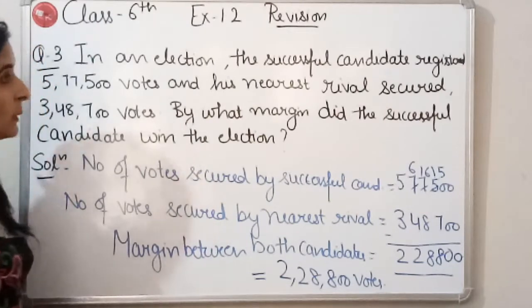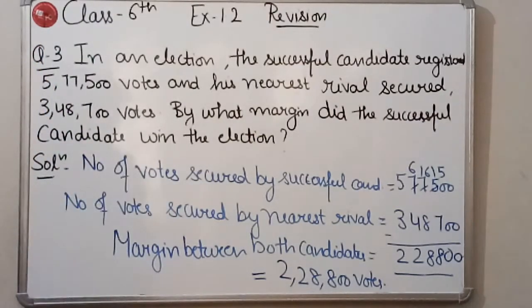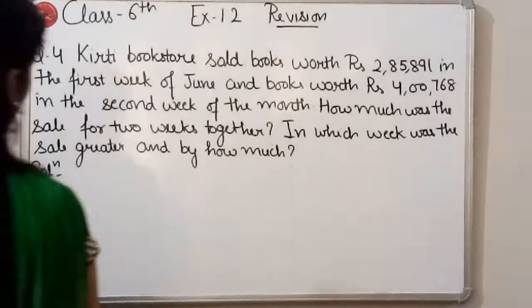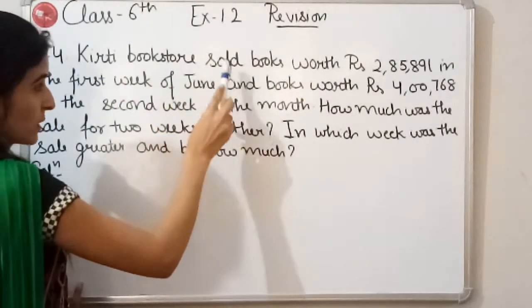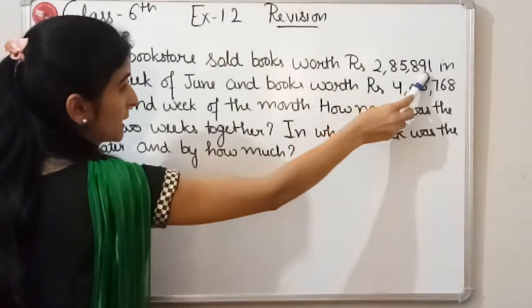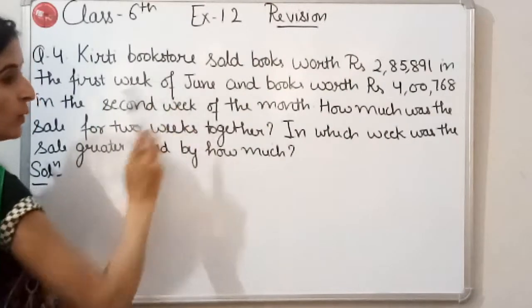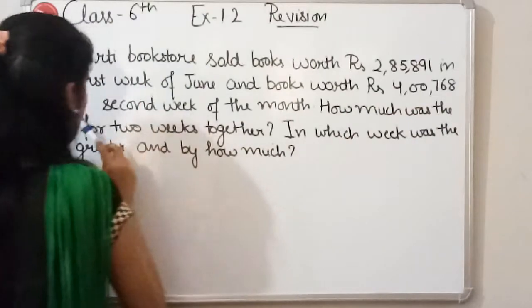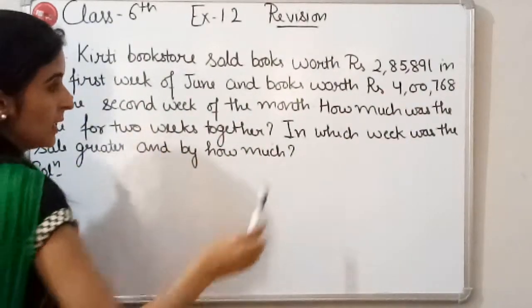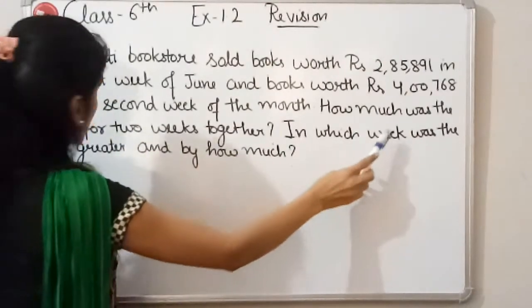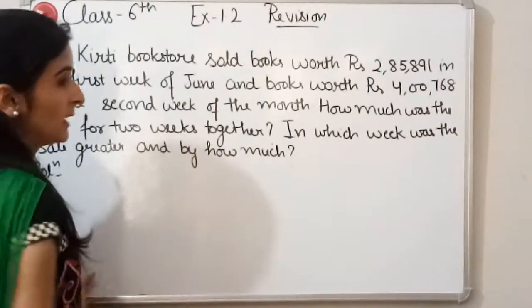Now let's move to question number 4. Question number 4: Kirti Bookstore sold books worth rupees 2,85,891 in the first week of June and books worth rupees 4,768 in the second week of the month. How much was the sale for 2 weeks together? In which week was the sale greater and by how much?